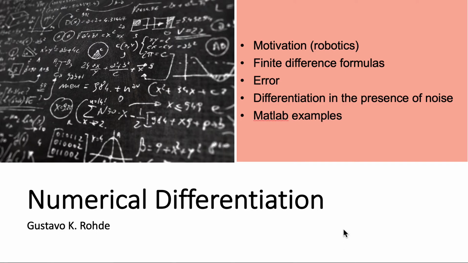In this video, we're going to talk about numerical differentiation. Specifically, we'll talk a little bit about motivation in robotics, and then we'll discuss some formulas that you can use to take sample data and estimate the derivatives of a function from where the data came from. We'll talk about the errors. We'll talk about differentiation in the presence of noise, and then we'll look at some Matlab examples.